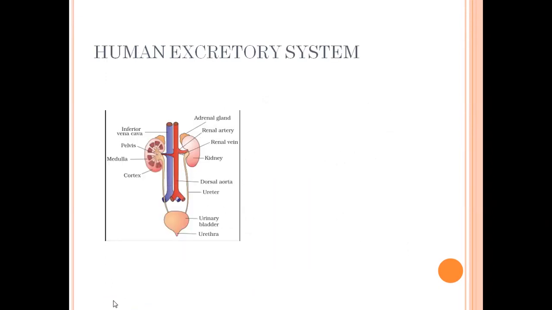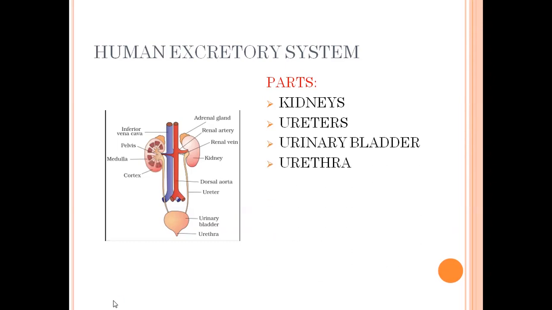Human excretory system. The human excretory system generally comprises various parts, in which the prime is the kidney, which is known as the primary excretory organ, which is responsible for the removal of the nitrogenous waste. Apart from kidneys, it possesses ureters, urinary bladder, urethra, and the urethral orifice. The ureters, urinary bladder, urethra, and urethral orifice together constitute the pathway for the passage of urine from kidneys to outside the body.